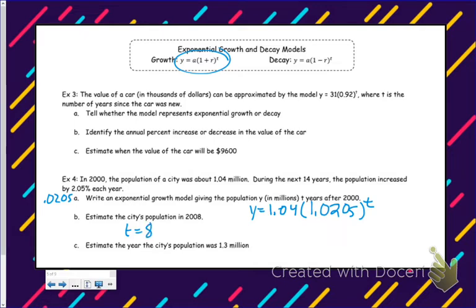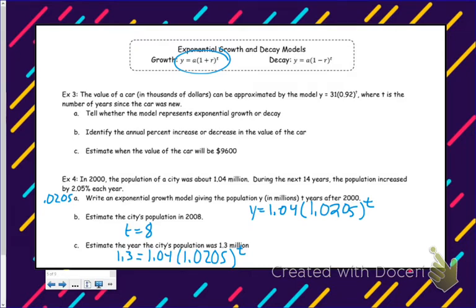You can do that either on your calculator or in Run Matrix. And then to solve for C, I'm going to evaluate when y is equal to 1.3, and solve for x. So again, this is when I would use xcal on my calculator. So go ahead and try those, and then I will put your answers up here in a second.